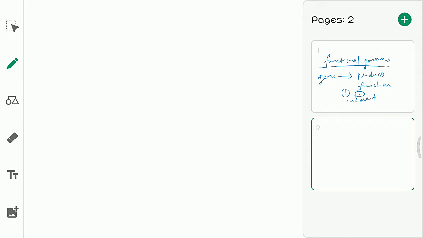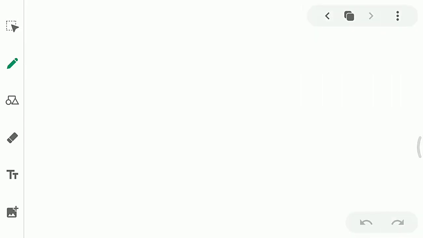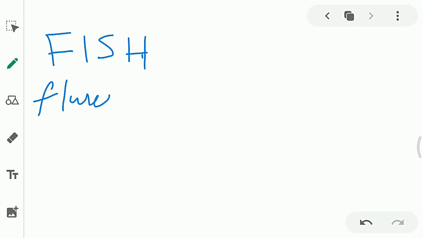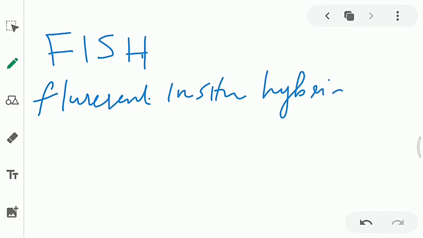The first topic in your syllabus is FISH, fluorescent in situ hybridization. In situ means in their natural site, मतलब वो जहाँ पे है वहाँ. So this is one type of hybridization.